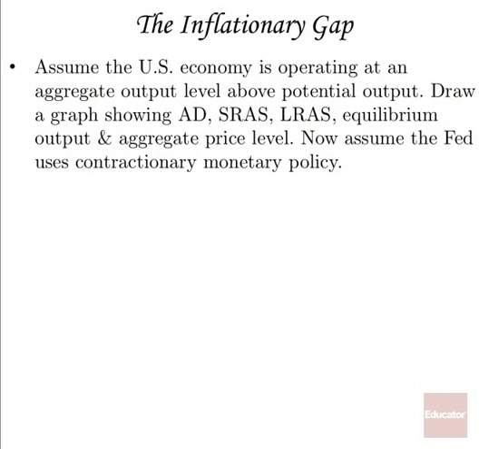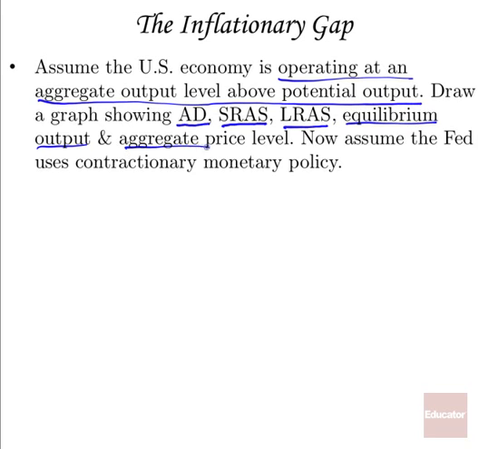All right, so the first thing is the inflationary gap. So being able to draw the inflationary gap. Let's break down what's actually being asked of you in terms of the portions of the question. Assume the U.S. economy is operating at an aggregate output level above the potential output. Draw a graph showing the aggregate demand, short-run aggregate supply, long-run aggregate supply, equilibrium output, and aggregate price level. Okay, so let's just stop right there.